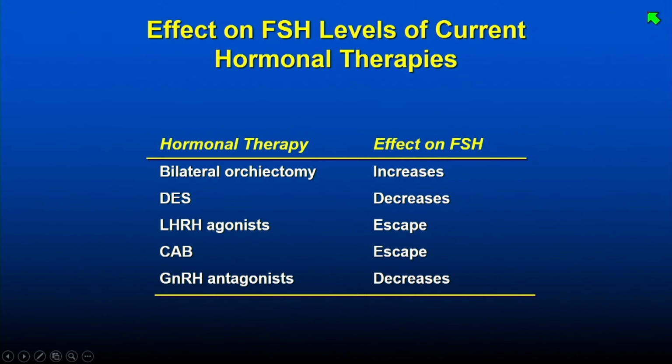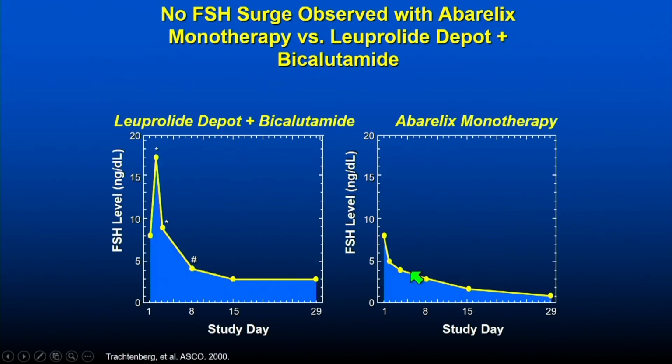Increase in FSH followed by a decline, and then both with combined androgen blockade as well as with LHRH agonist, there is an escape in which FSH levels sort of come back to normal. And unlike the agonist, GnRH antagonists such as Degarelix or Abarelix cause a sudden and precipitous decrease in FSH without going through the stimulatory phase followed by the decline.